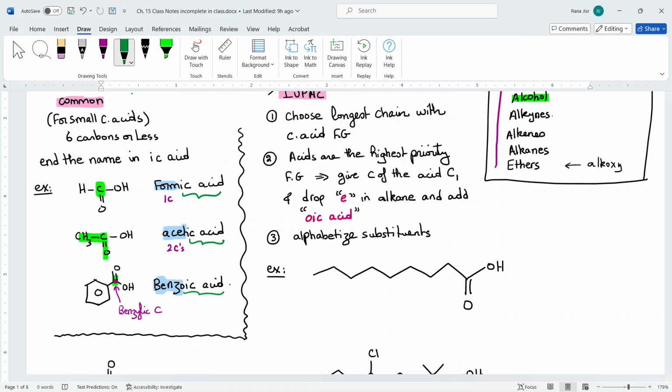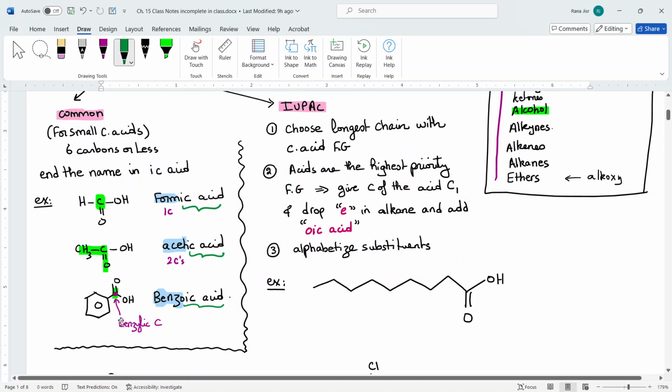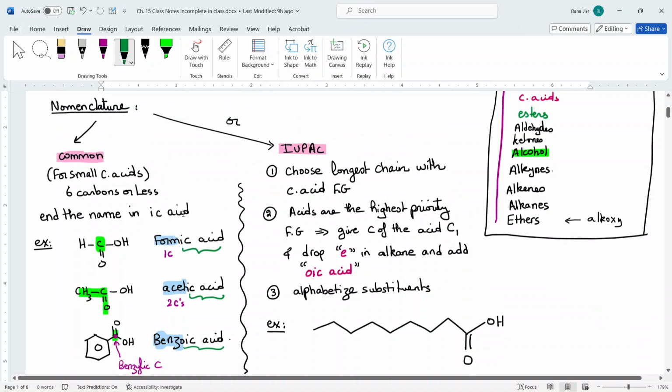So if it's an aldehyde, then it's going to be benzaldehyde. If it's an acid, then we don't say benzic acid. It doesn't sound right. So this is why we introduce that O in there, and we say benzoic acid. Okay? So these are the only three that I want you to know in their common names. These are important, so please know them.